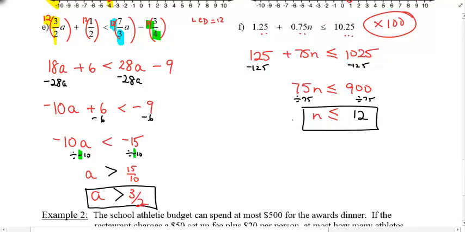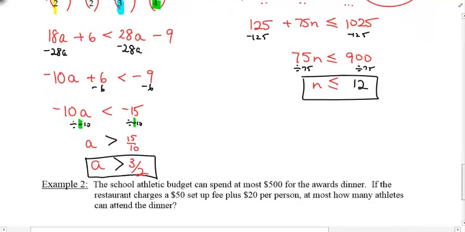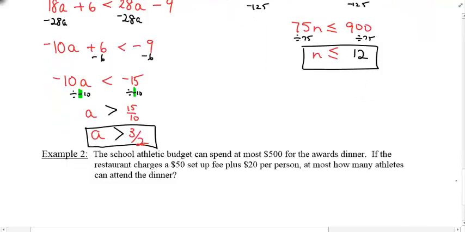Okay. So I hope you feel comfortable now with solving inequalities. This section actually ties everything together. Let's finish this off by just seeing how we can use inequalities. And here's an example. I don't know about your school, but our school has an athletics program, and they have a budget. In this case, it's pretty small, only $500 for an awards dinner.